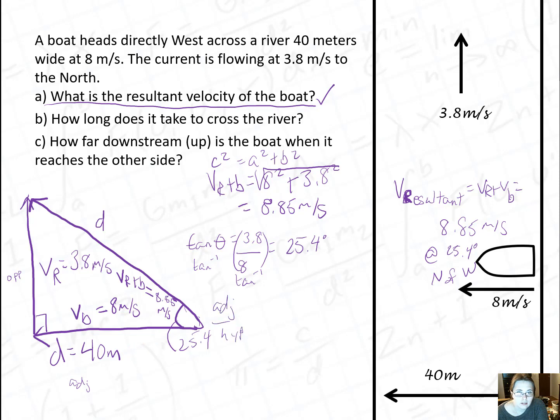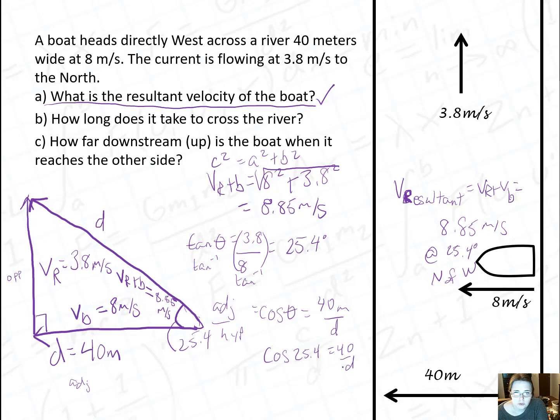And that's equal to cosine of theta is equal to 40 meters over d. Yeah, you can label it whatever you want. But then this is going to be cosine of 25.4. And we can say that that's equal to 40 divided by d.